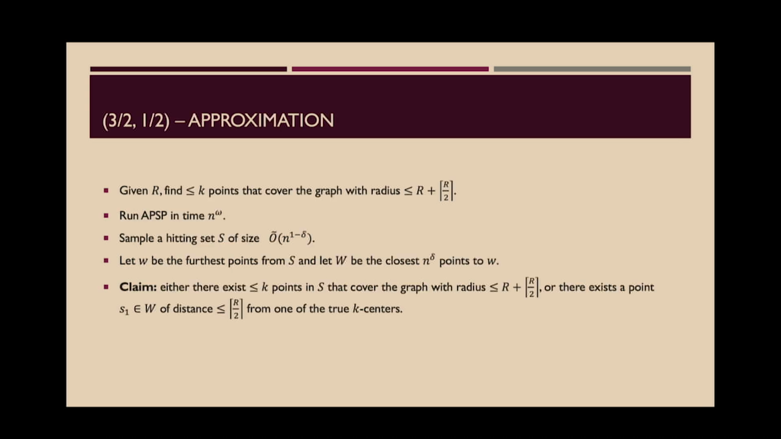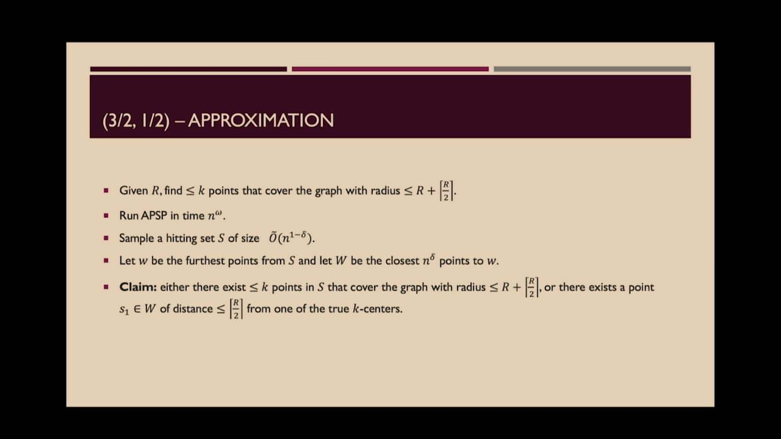The idea of this algorithm is a somewhat standard idea in these distance approximation algorithms in graphs. Given this optimal r, we're going to try to find k points that cover the graph with a radius r plus r over 2. The only part that's an additive approximation comes from this ceiling of r over 2. So if r is even, it doesn't even have an additive approximation.